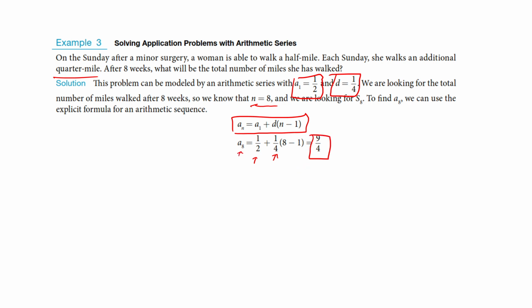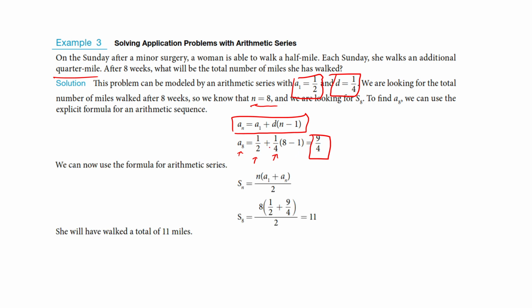Well, why did we need that? Well, for our summation, if we want to know how many miles she walked in total, we need the first one, we need the last one, and then we're going to do the 8 iterations. So let me plug it in. Here's our first one. She did a half mile the first week. After 8 weeks, she did 9/4, and then iteration 8, and divide by 2.